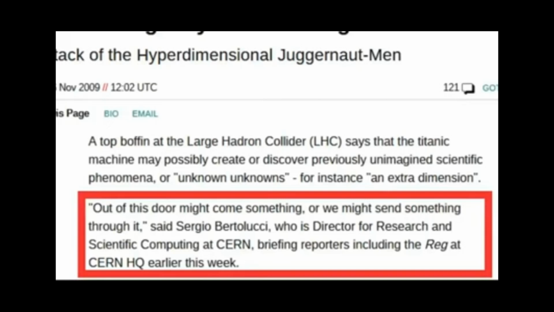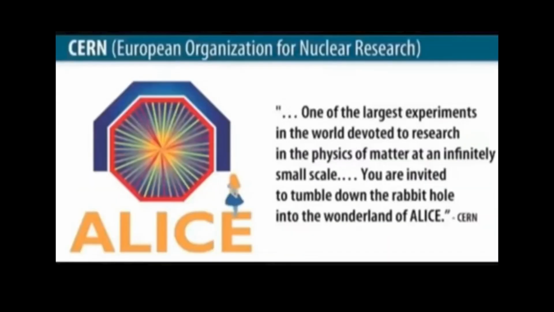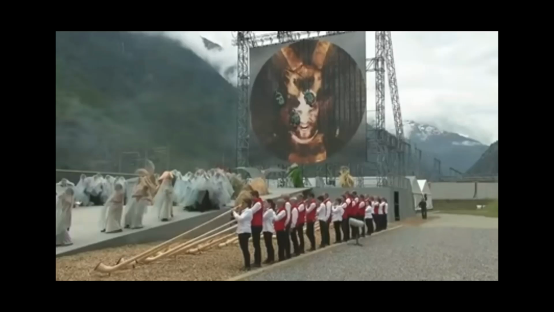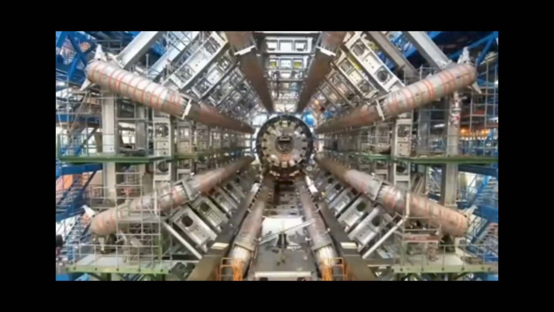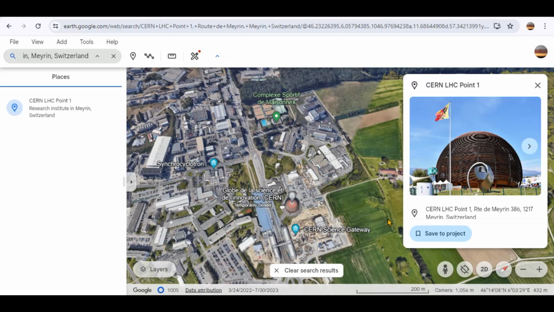This is CERN. Screenshots if you'd like. Some interesting information there you may not be familiar with about them, and some of the art and theater that they do right outside their facility. That is the LHC, the Hadron Collider. Notice the shape. Okay, so now we are back on the Google Earth.